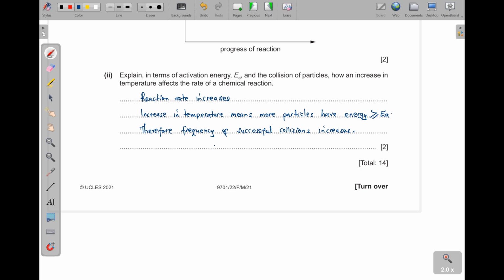If we are talking about the yield, then you talk about the position of equilibrium shifting to the side that gives you the yield. You see that? So that is that.